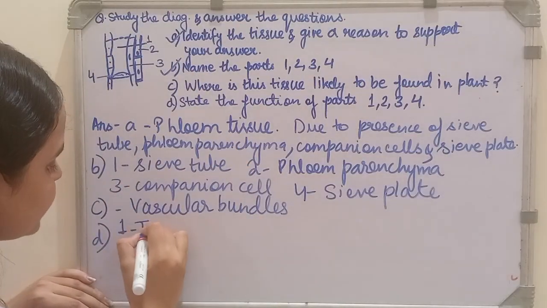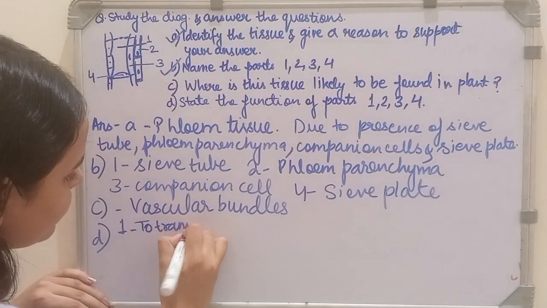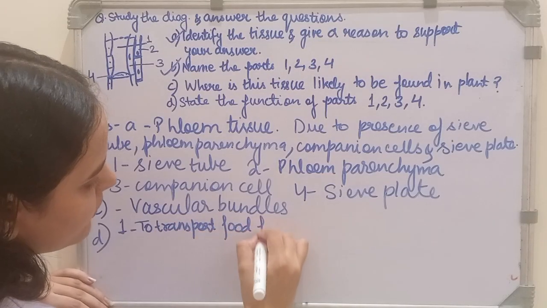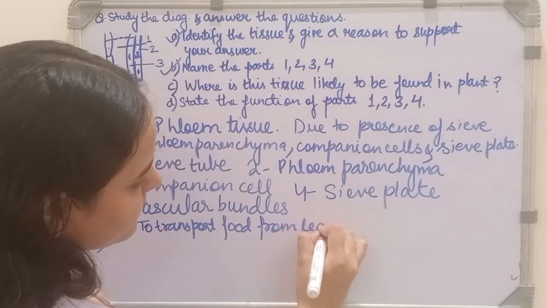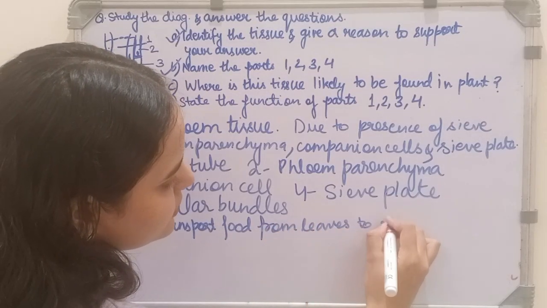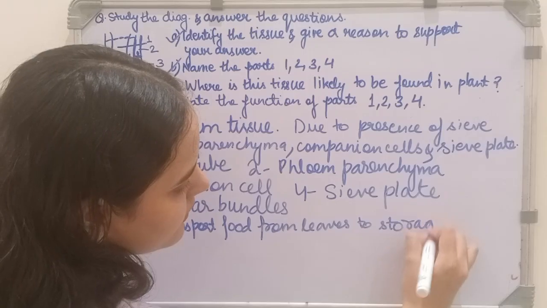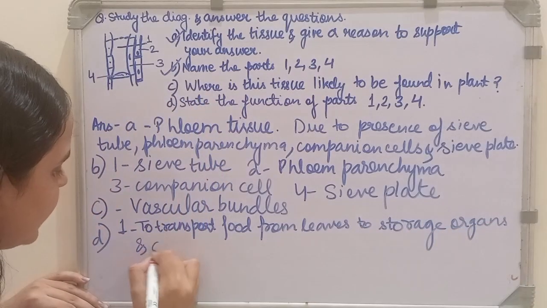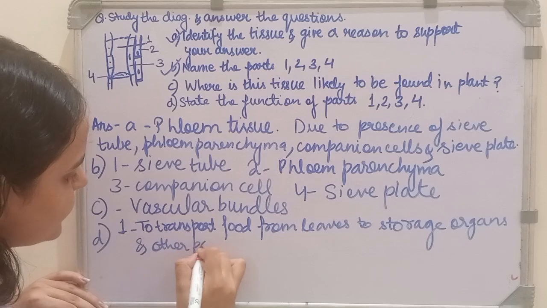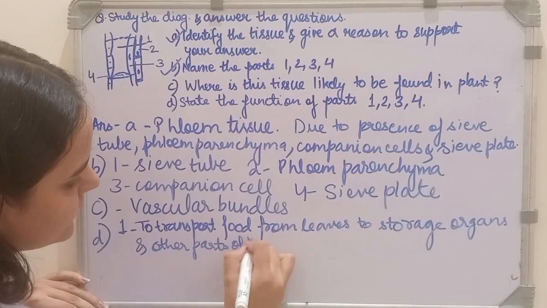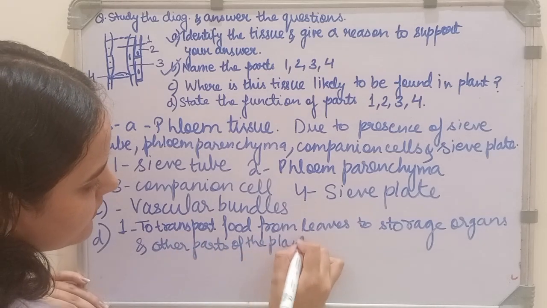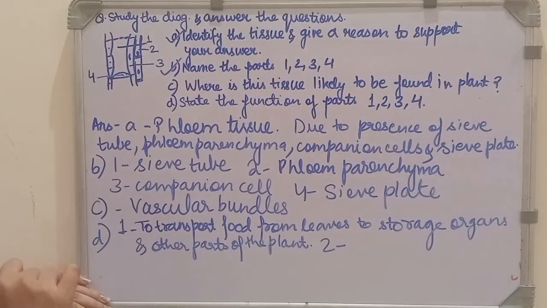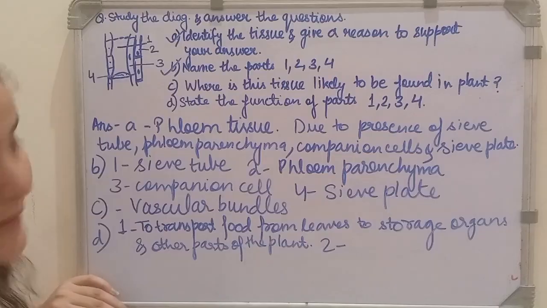So to transport food from leaves to storage organs and other parts of the plant. Now function of part 2. So what is part 2? Part 2 is phloem parenchyma.